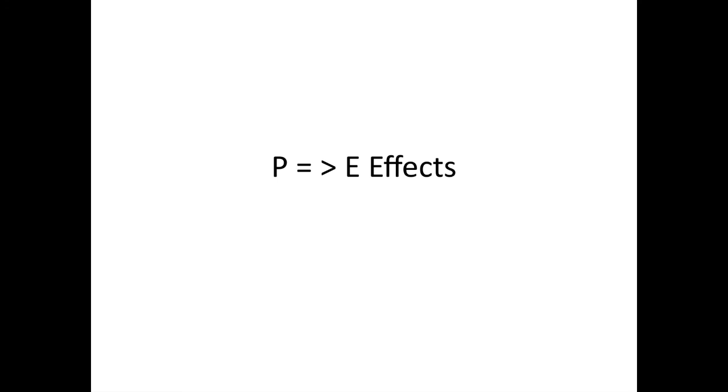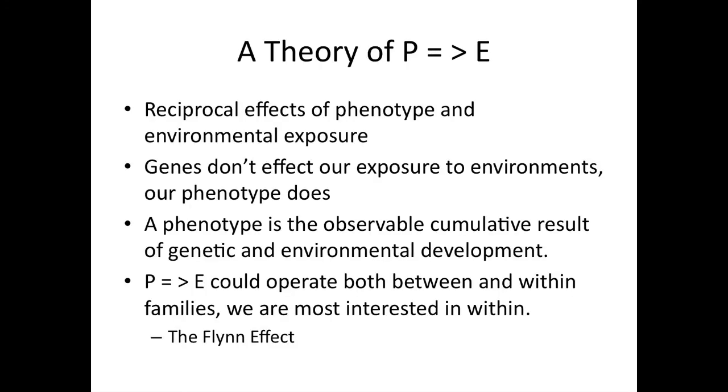The idea of P to E effects is that changes in our phenotype have an influence on the environments to which we're subsequently exposed. Some of this is for the behavior genetics crowd. This is often thought of as G to E effects, genotype by environment interactions. But our genotypes can't really affect our environments. If the way a kid behaves affects how mom treats him, the genes aren't reaching out and magically affecting mom. It's the kid's behavior, his phenotype, that's affecting mom.